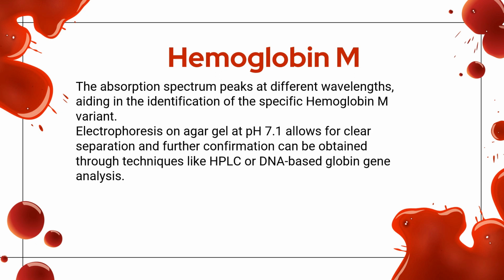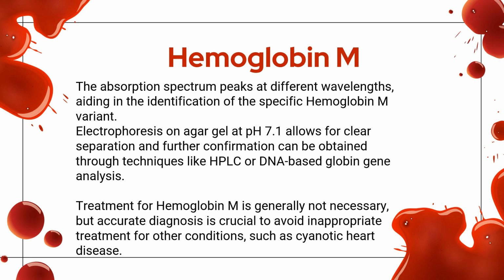Electrophoresis on agar gel at pH 7.1 allows for clear separation, and further confirmation can be obtained through techniques like HPLC or DNA-based globin gene analysis. Treatment for hemoglobin M is generally not necessary, but accurate diagnosis is crucial to avoid inappropriate treatment for other conditions, such as cyanotic heart disease.